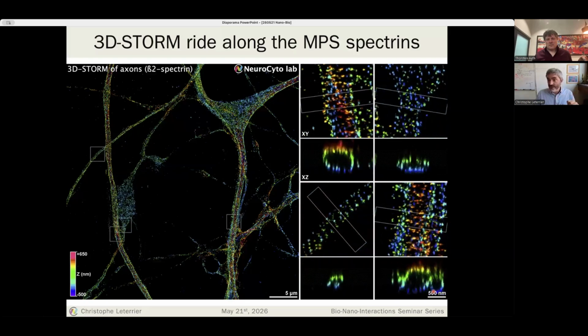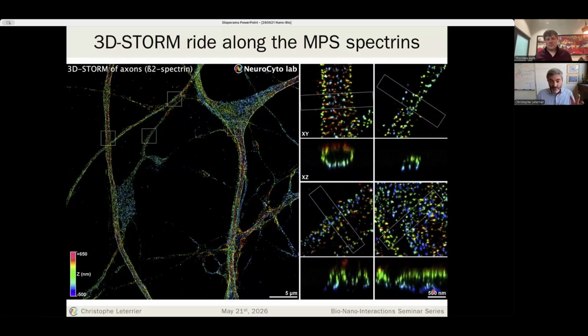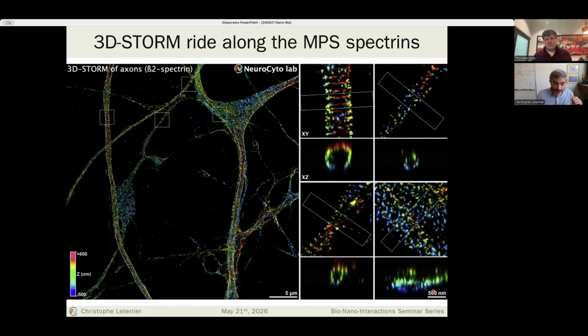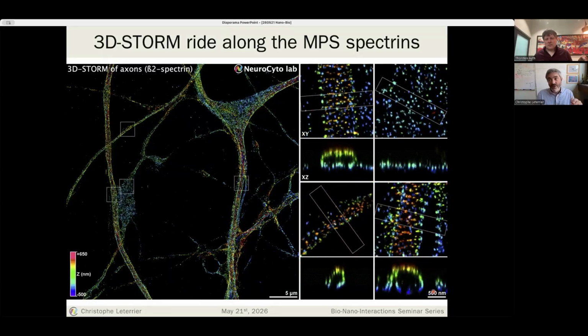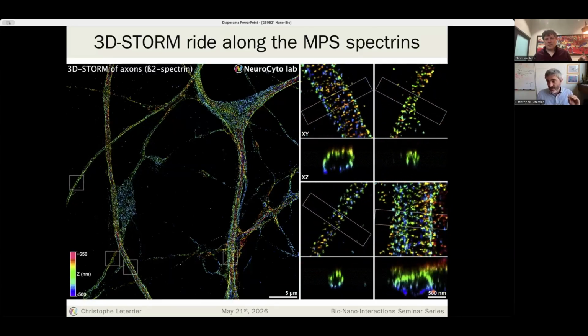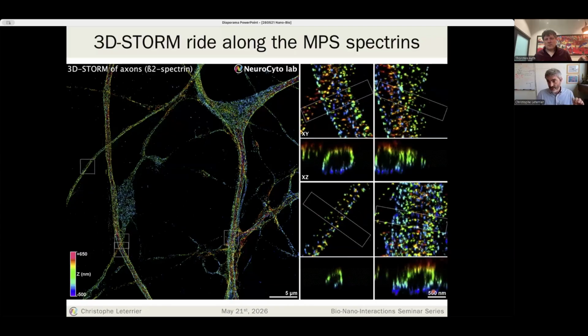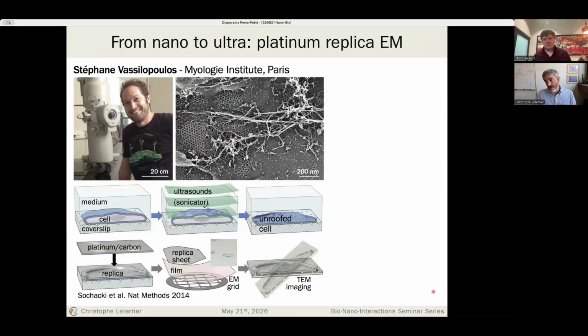Nonetheless, these are not the definitive images because you don't see the ultrastructure. You don't see really individual filaments or individual spectrin tetramers. So there's a limit to what you can say about the structure and the organization of the scaffold that you cannot reach with any optical technique. And this is why some time ago we teamed up with Stefan Vassilopoulos at the Myology Institute in Paris, who is a specialist of a technique called platinum replica electron microscopy. This technique allows you to see the single elements of the cytoskeleton that is associated with the plasma membrane.